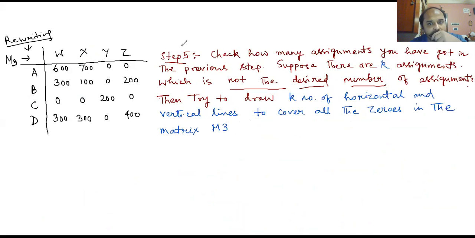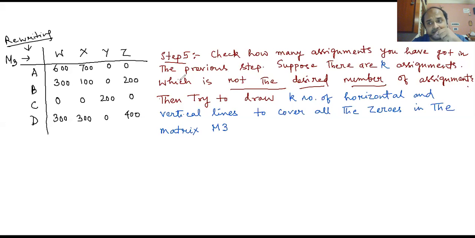I'm going to draw, according to the rule, 3 lines in such a way that the lines cover all the zeros present in the matrix, but the number of lines should not be lesser than 3 or greater than 3. Why? Because of this rule. It is actually a theorem. The number of lines to cover all the zeros in the matrix must be equal to the number of assignments which is possible in the given matrix.